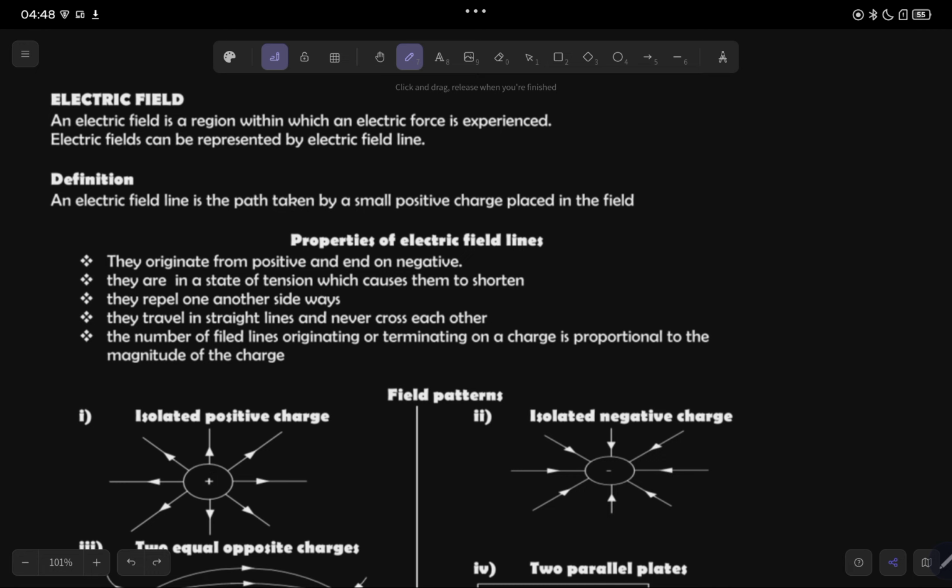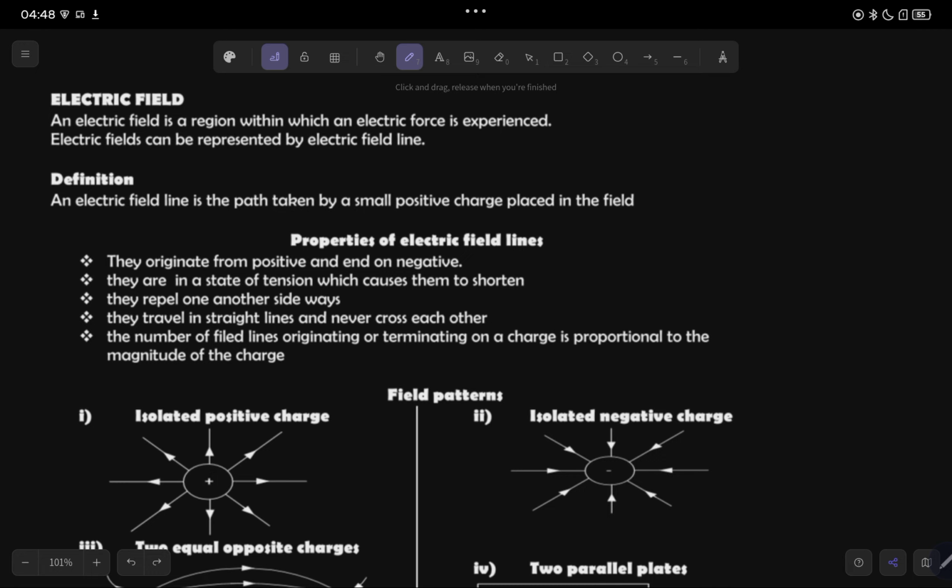And the number of electric field lines, the density of electric field lines in a given region, is proportional to the intensity or the strength of the electric field. So the more the electric field lines, the stronger the field that is being represented is.